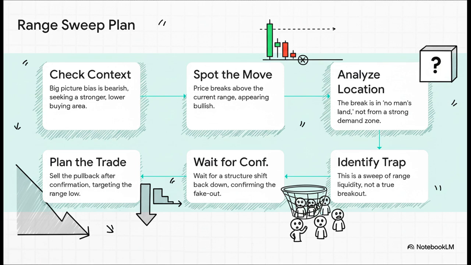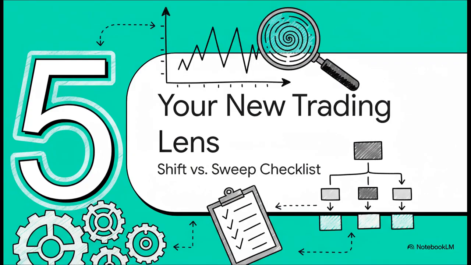Now, the key here is patience. You absolutely do not act on that initial break. You wait for confirmation. And what's confirmation? It's seeing the price fail and break back down into the range. Once that happens, you know the trap has been sprung. And that's when you can start looking for a chance to sell, with your target being the low end of that range.